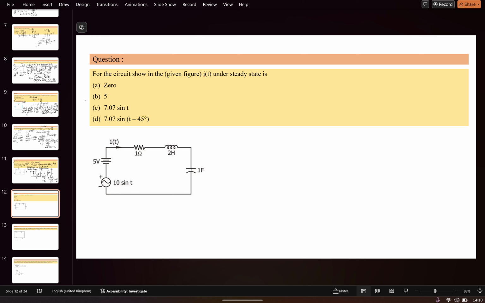In this question, you have to find out the value of I(t) under the steady state condition. Steady state means t tends to infinity. During that time frame, you have to find out the value of I(t). Okay, take your time to solve.